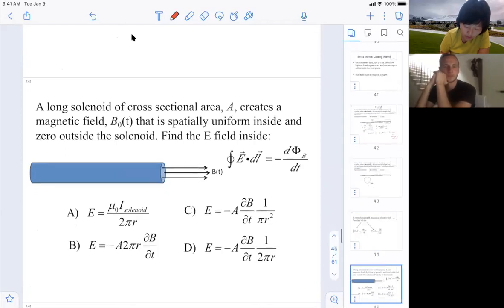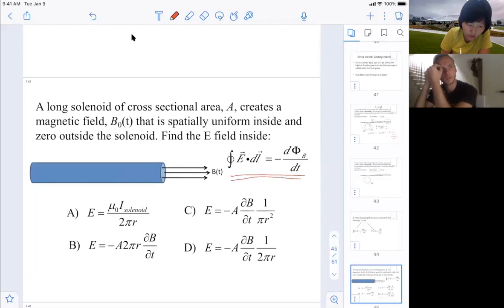Okay, so further, let's look at more of Faraday's law and answer more questions related to Faraday's law. So here we have a question: a long solenoid, which has a cross-section area A and has created a magnetic field B. So B is spatially uniform inside and zero outside of the solenoid. So we want to be able to find the electric field inside. We're going to use Faraday's law to help us understand this question.